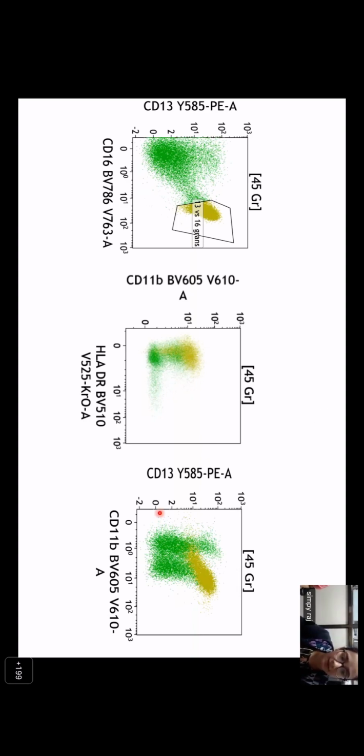In my next plot, where 11B and HLA-DR are there, again we can see that by losing HLA-DR, there is a gain of 11B. Again, it is a normal maturation pattern which is seen in granulocytes. And with the help of 13 versus 11B plot, again there is a maturation pattern where 13 positive promyelocytes are maturing towards myelocyte and metamyelocyte. By losing 13, they start gaining 11B and maturing towards neutrophils, which are 13 and 11B positive.